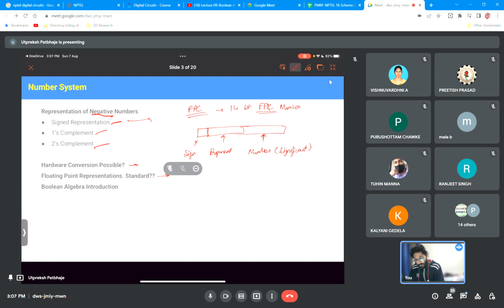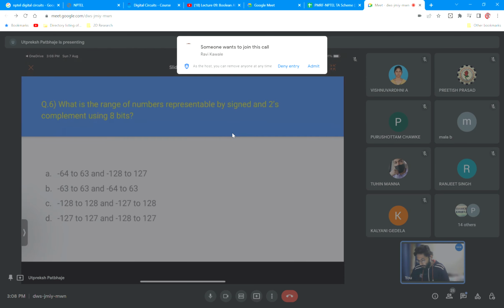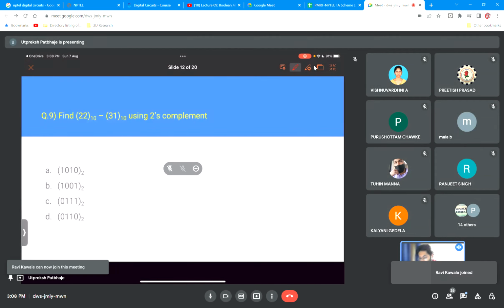So what happens in a 14-bit notation? We use this 1 bit for sign. Then these 5 bits are used for exponent. So I will just write it down here. Remaining 8 bits are used for significant. So I think we can directly explain this using a problem that I've already incorporated in the slide. So we'll directly jump to that.